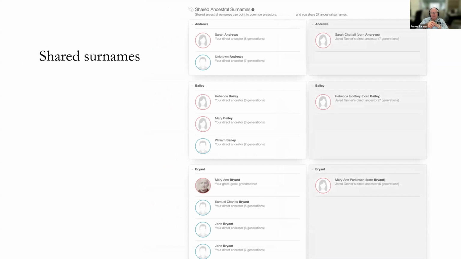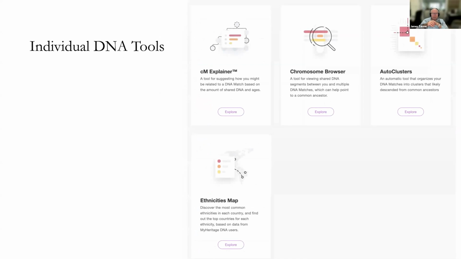Another possibility with MyHeritage is shared surnames. Once you have people that go back and forth on all the family trees, it would say that you have a shared surname with that person. And these are some other of the individual DNA tools that are available from MyHeritage.